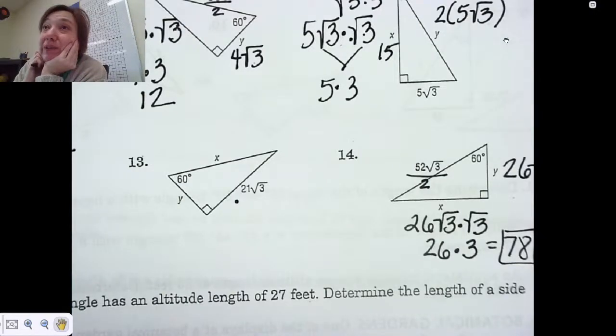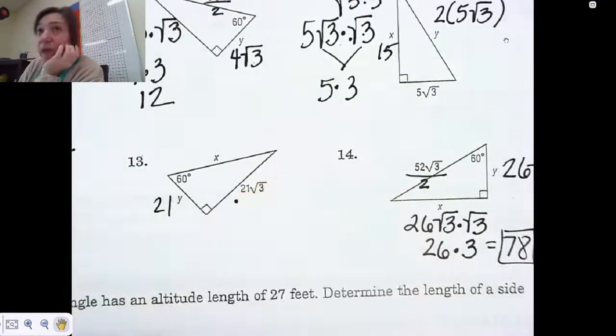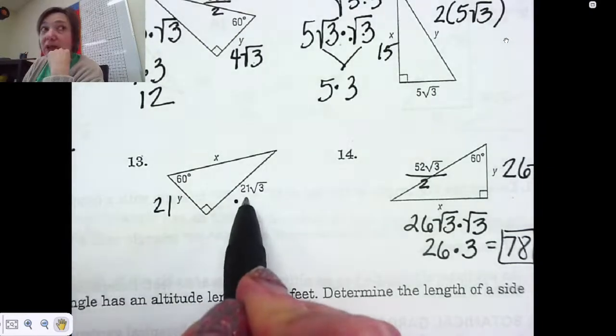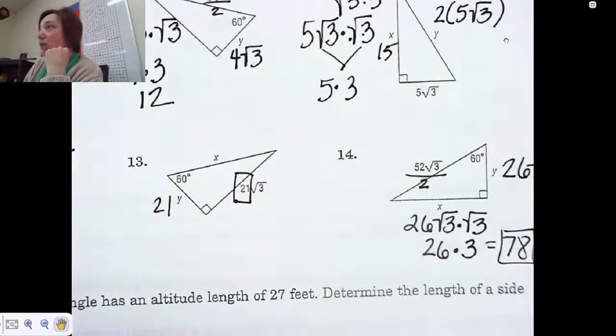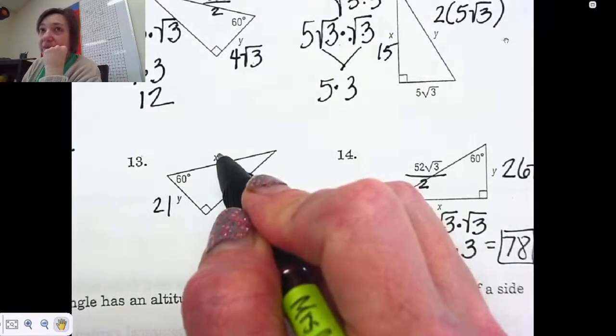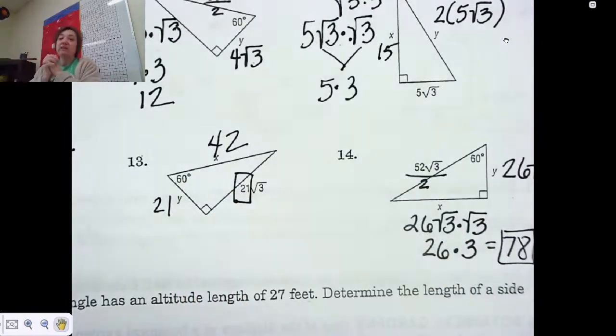It's just 21. That short side is just 21. Now let's talk about why. To get this side over here, we do the short side times the square root of 3. So that means this is the short side. Y'all see that? So what does that make this side over here? 42. That's it. That's the whole lesson.